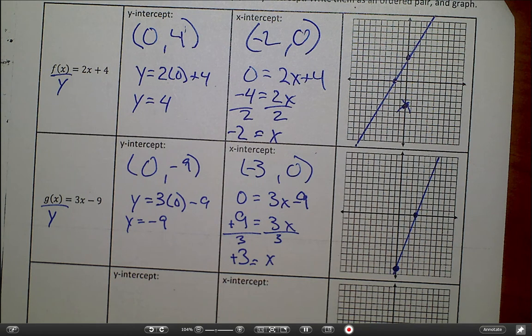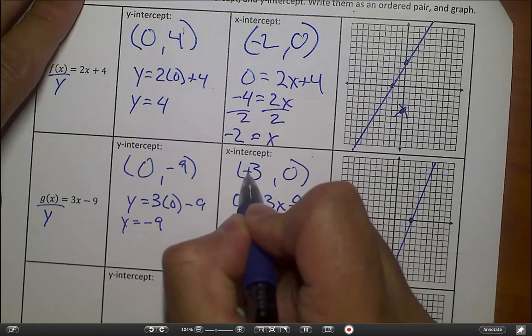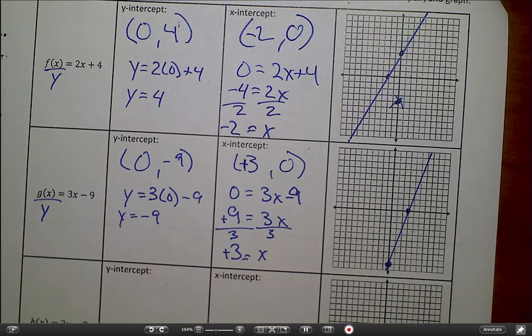It's positive. Yeah, it's positive 3. It says plus 3 on there. Oh, I did, didn't I? Oh, I'm sorry. Oh, thank you. See, some people pay attention. Here, positive 3. There we go. I don't know why I wrote negative.